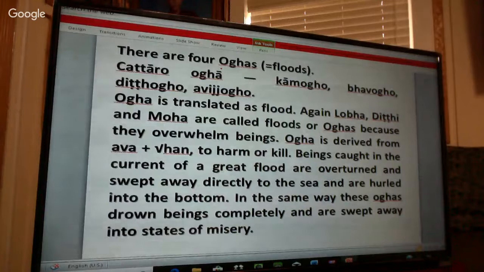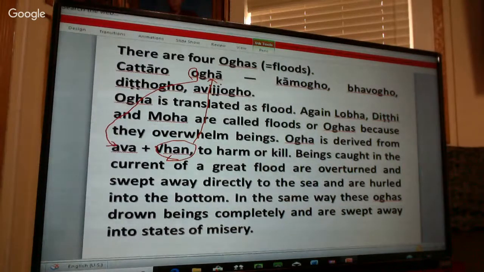So that is why Ogha means ava han. Ava means down. According to Pali grammar, ava means down. That's very interesting. Han is changed into ka. So the origin is ava han, that means making a killing.